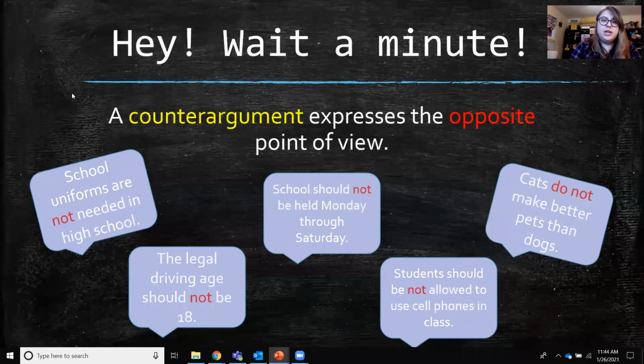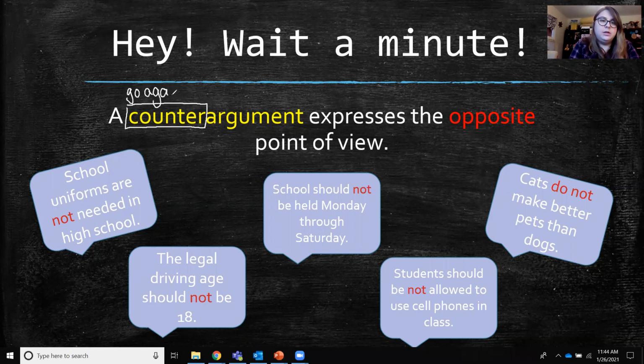Now, for every argument, you have to have an opposite idea. That's called a counter argument. When we see this word counter, it means to go against something. So when I see a counter argument, it literally means that I am going against the argument. I'm countering that argument. So our definition of a counter argument is that it expresses the opposite point of view.